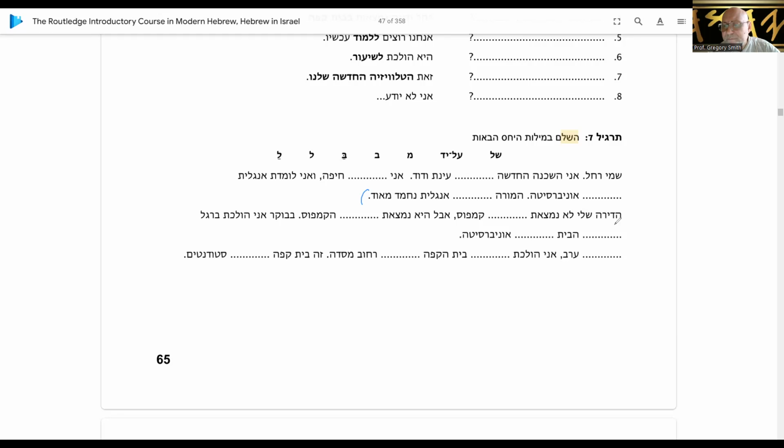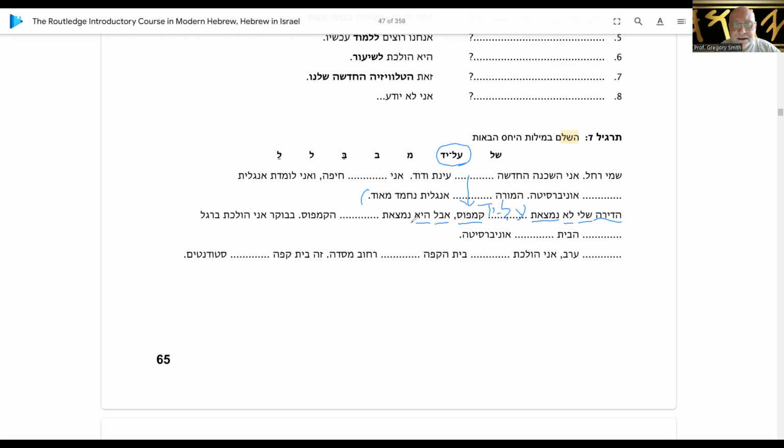Let's see here. Hadira Shili. So my apartment, Lo Nimsaet. My apartment is not located blank campus. That's a transliteration of an English word right there, campus. Like campus, essentially. It's not located. I bet you it's near the campus. Al Yad. I bet you that's what's going to go in there. Al Yad. Okay, it's not located near the campus.